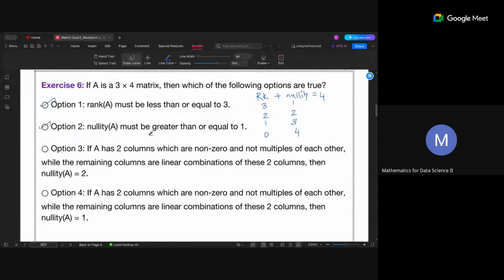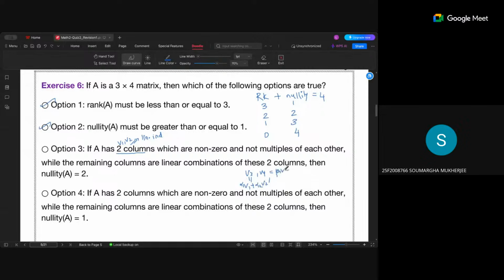If A has two columns which are non-zero and not multiples of each other, while the remaining columns are linear combinations of these two columns. So it means that these two columns are linearly independent. Let's say that these two columns are V1 and V2. Then you know that V1 and V2 are linearly independent, and V3 and V4 are some linear combinations of V1 and V2.